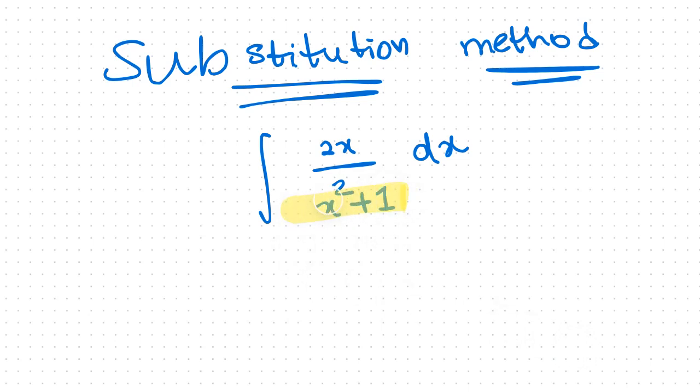So in this expression, if you take the derivative of this expression, you'll get the other one. So let us observe how the substitution method works. Instead of this geometric expression, we assume that it is some variable, let's say t or u substitution.